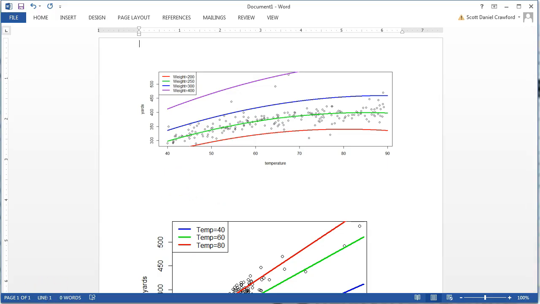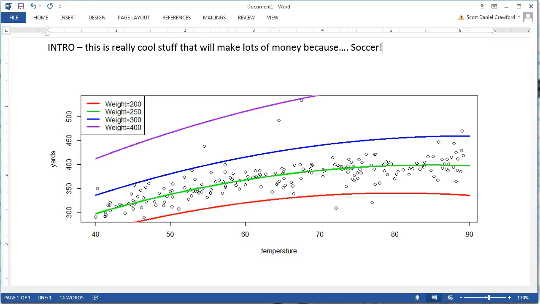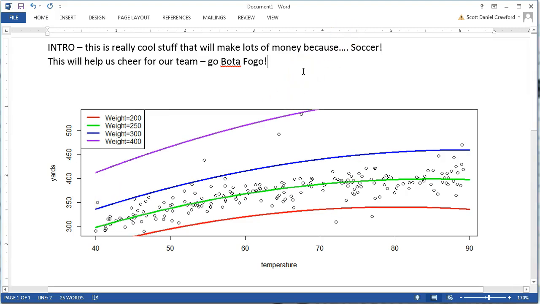So I have my 2 reports. Where would I start? I would have a nice little paragraph about how cool soccer is and how soccer is a big moneymaker, at least in certain areas, which will help you with your fantasy leagues and whatever else, and cheer for your team, Botafogo, which if you don't live in Brazil, you probably don't know who that is. But point is, we want to make it sound like what we're doing here is really interesting. And sports statistics, it shouldn't be that hard.